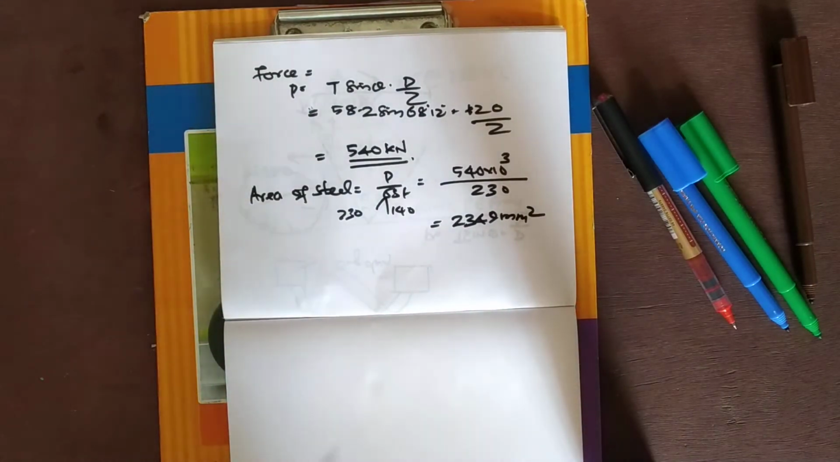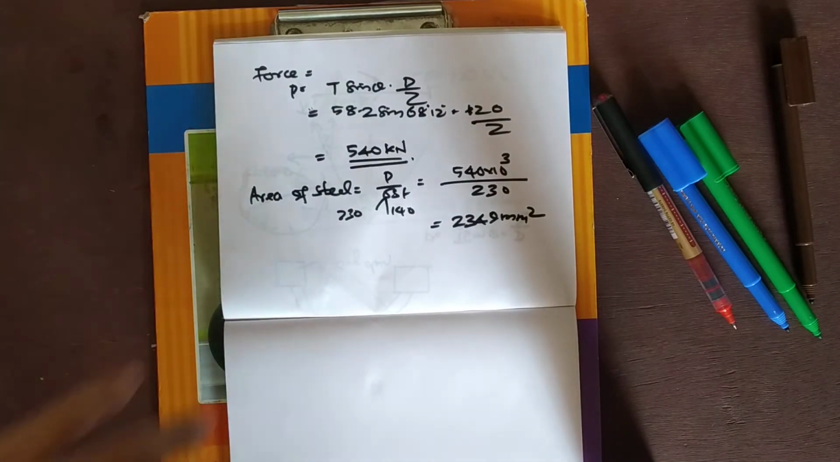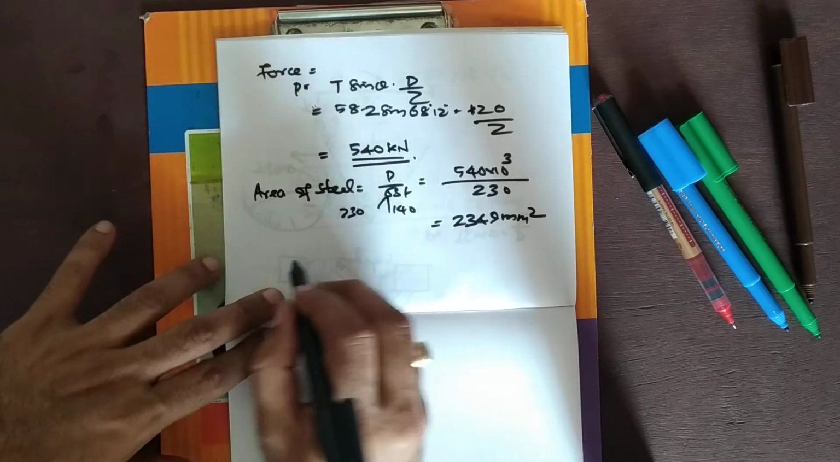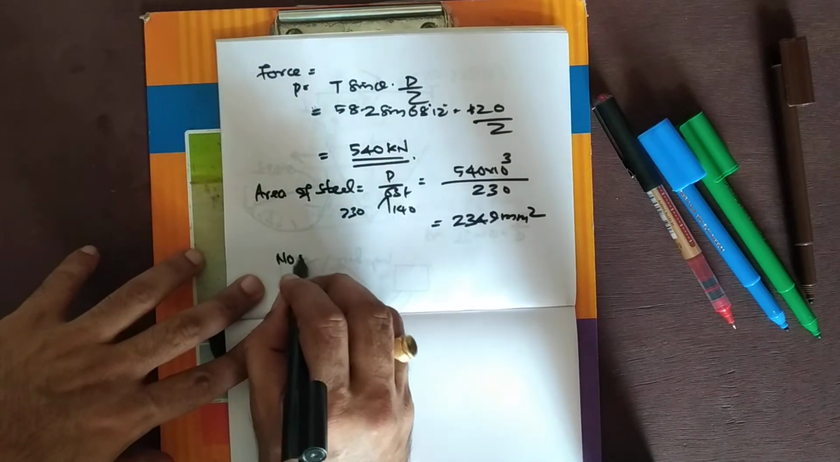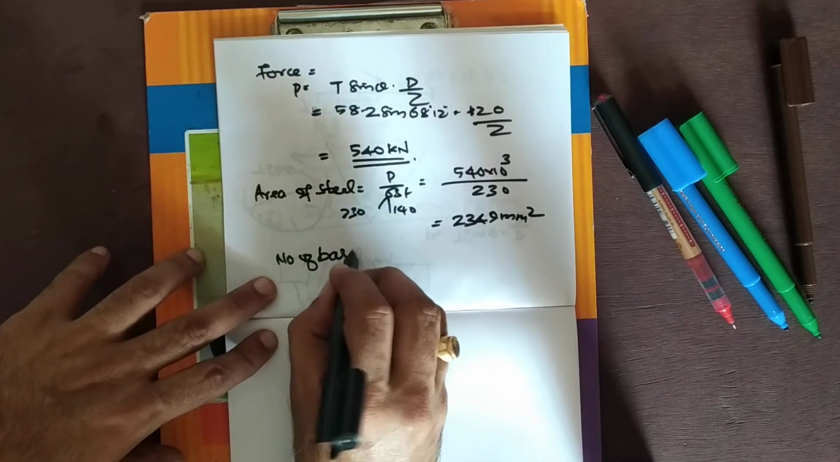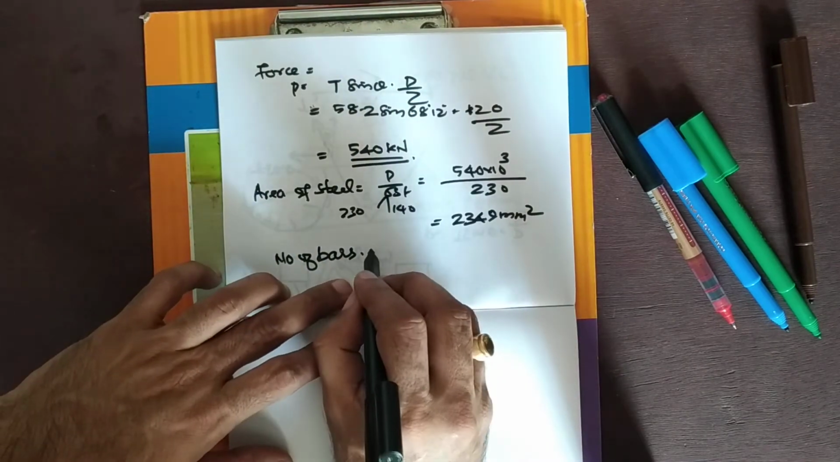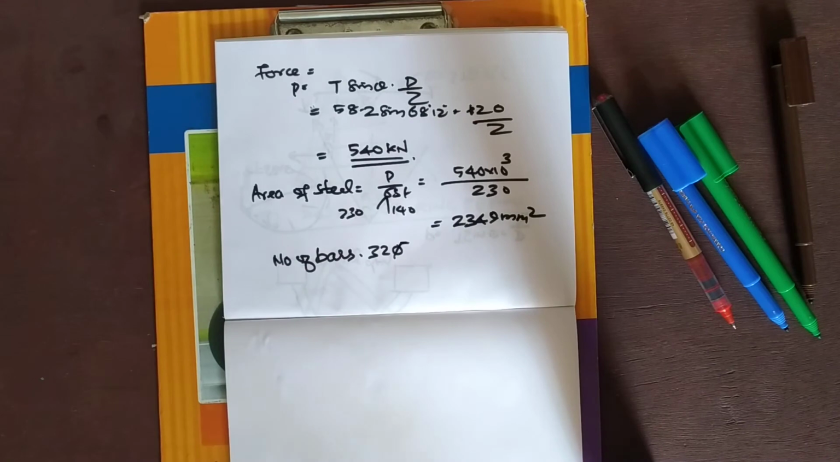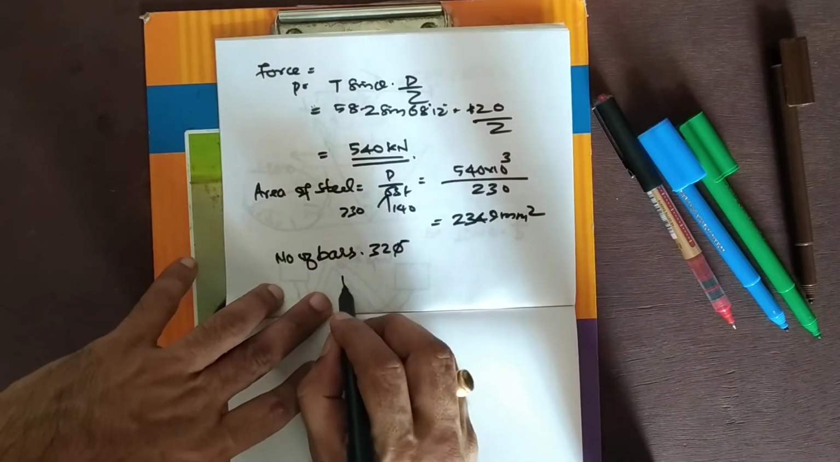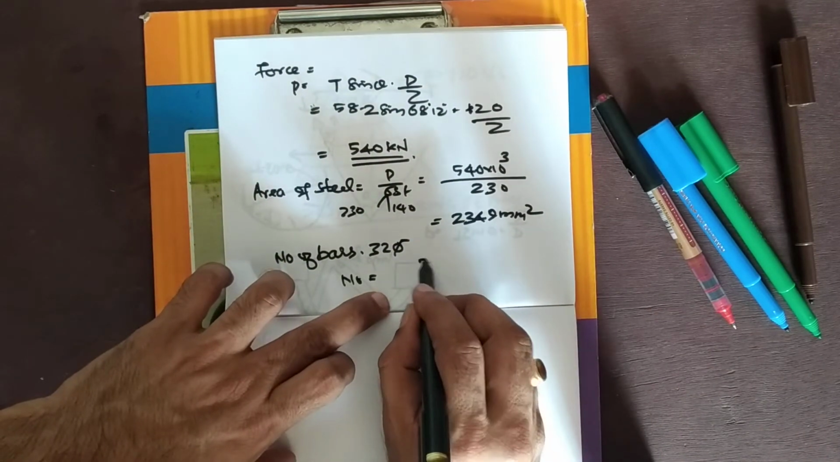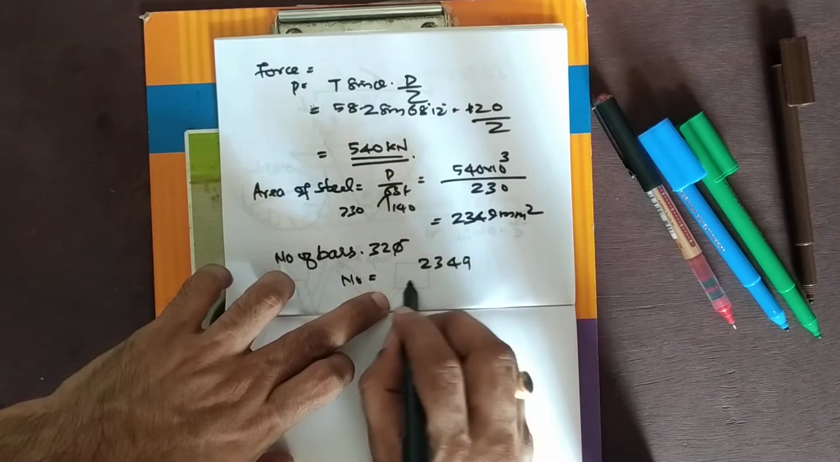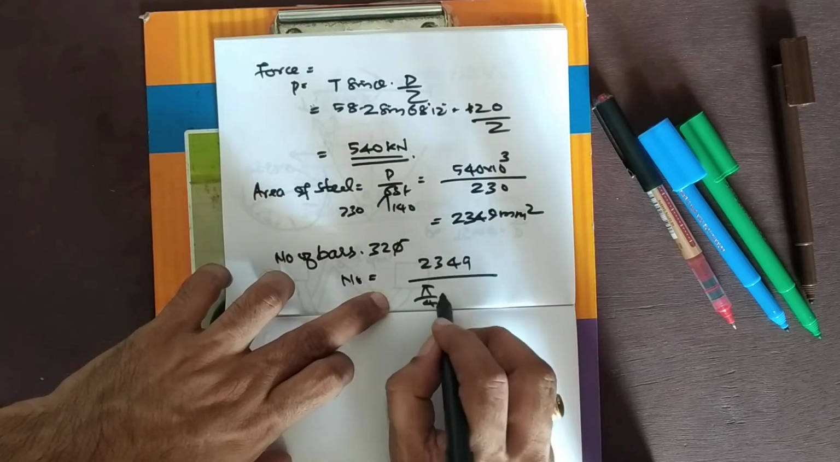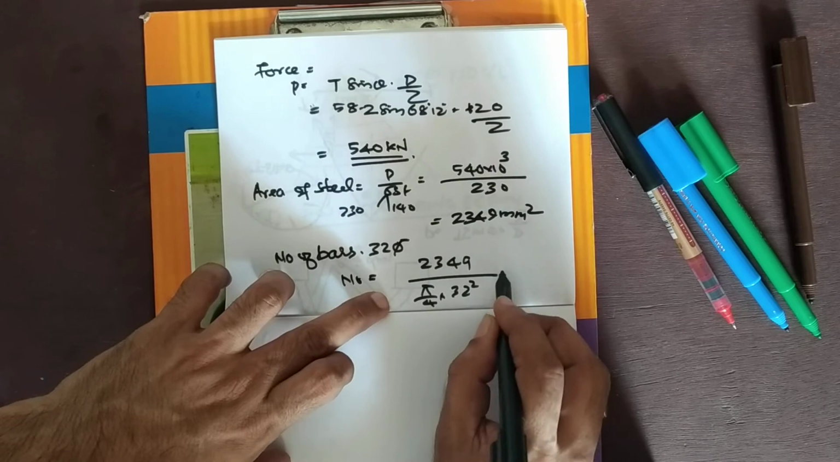Now you would have seen like the force acting on the conical dome will be higher than the spherical dome actually. So the beam will be costly. So number of bars. So 23 means let us use 32 dia bar or 25 dia bars. So number of bars is equal to AST 2349 divided by pi by 4 into area of 1 bar, 32 square by d square by 4.